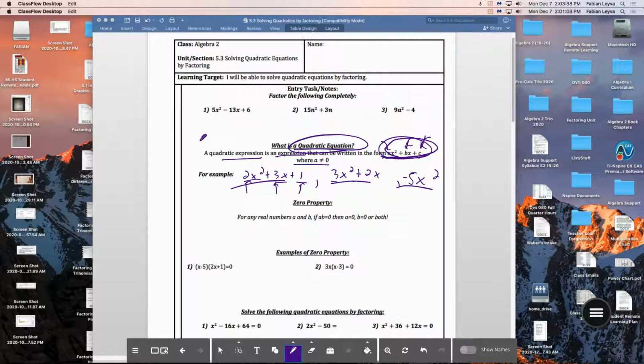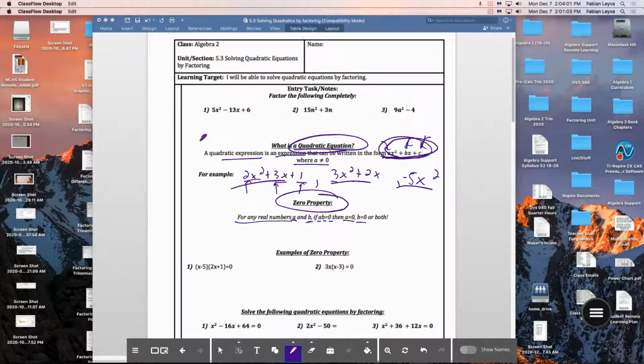Now, in order to solve these quadratics, there is a specific property that we're going to use, and it is called the zero property. And it's actually a very simple concept once you dive into it. So let's go into it. For any real numbers a and b, if a times b equals 0, then that means that a has to equal 0, or b has to equal 0, or both.